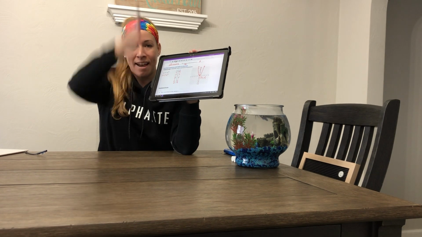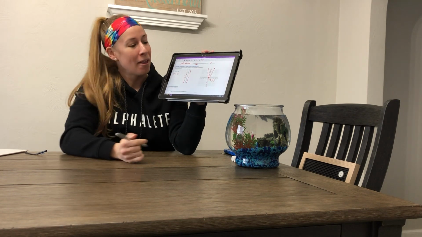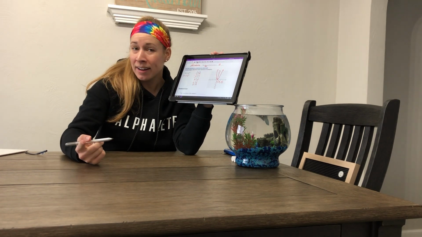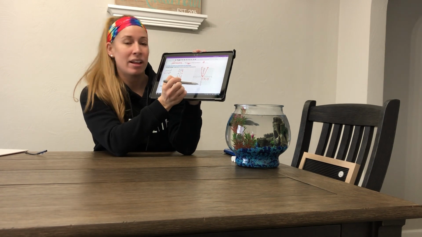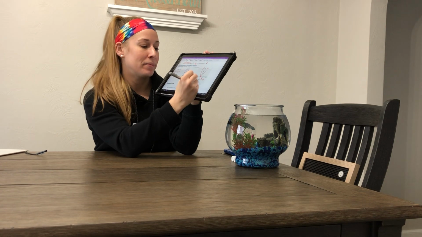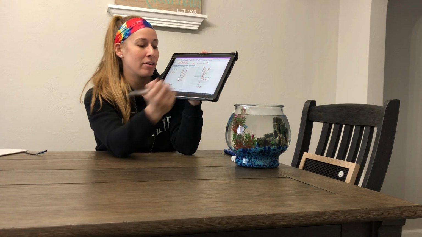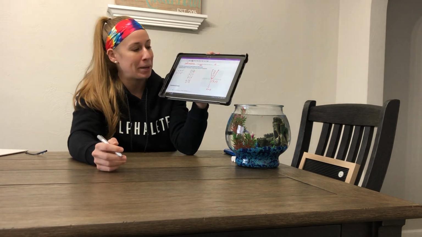What kind of a line is that? Vertical. And what's the equation of a vertical line? X equals a number. And what is that X value right there? 0. Okay, so that's the line X equals 0. That's our axis of symmetry.